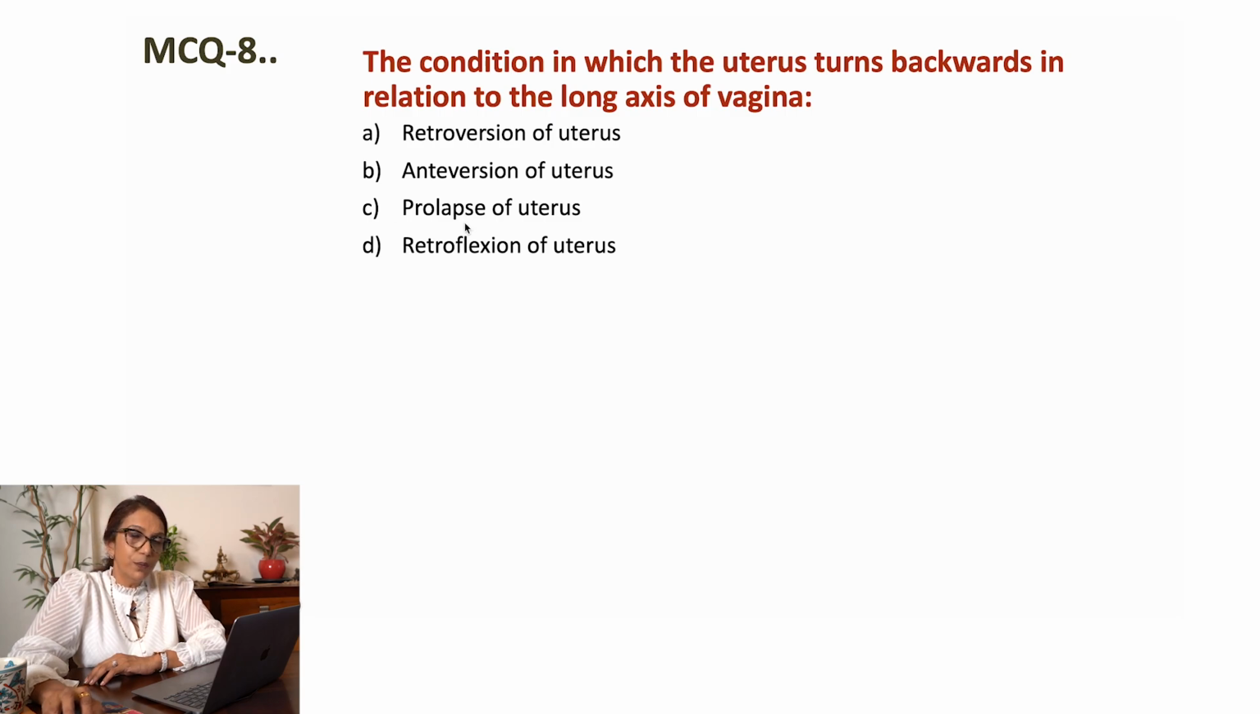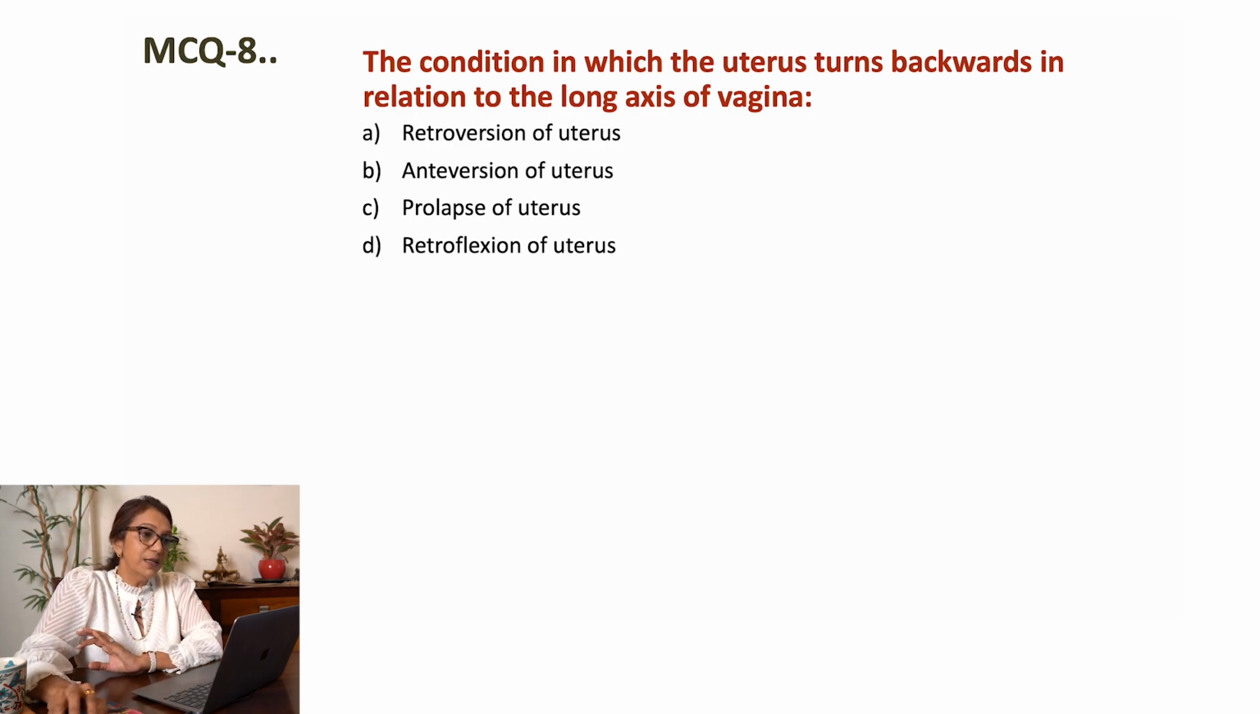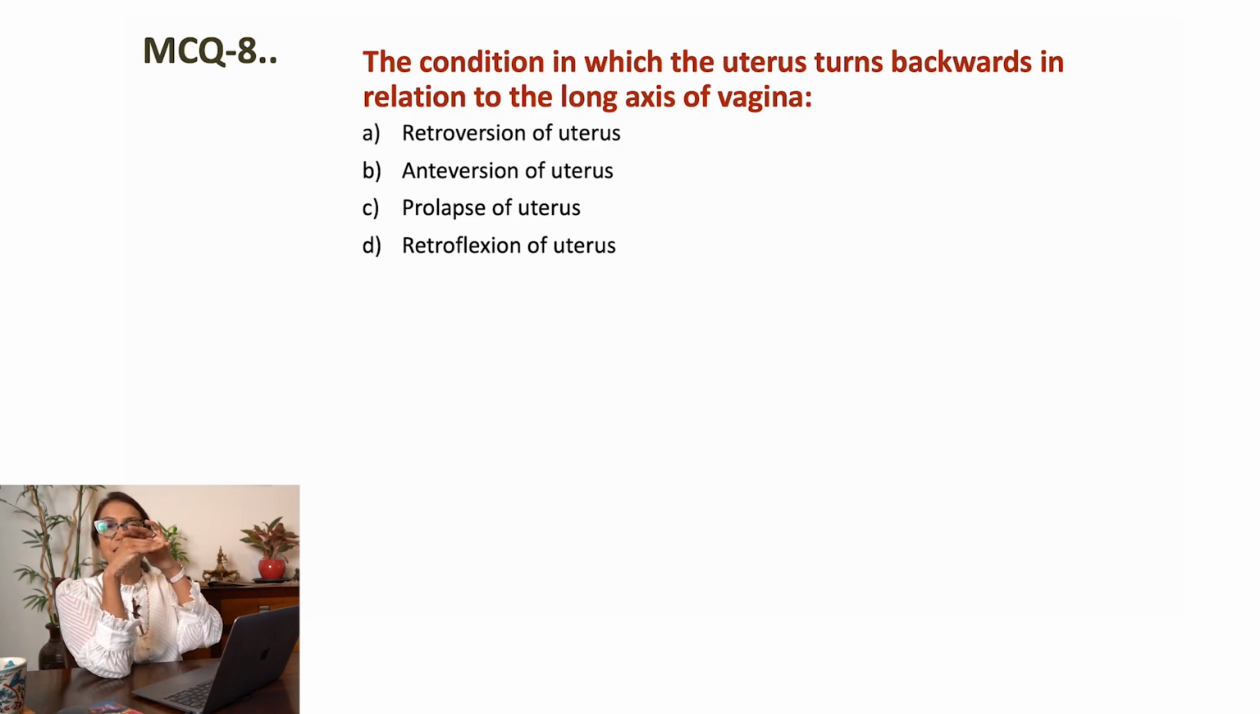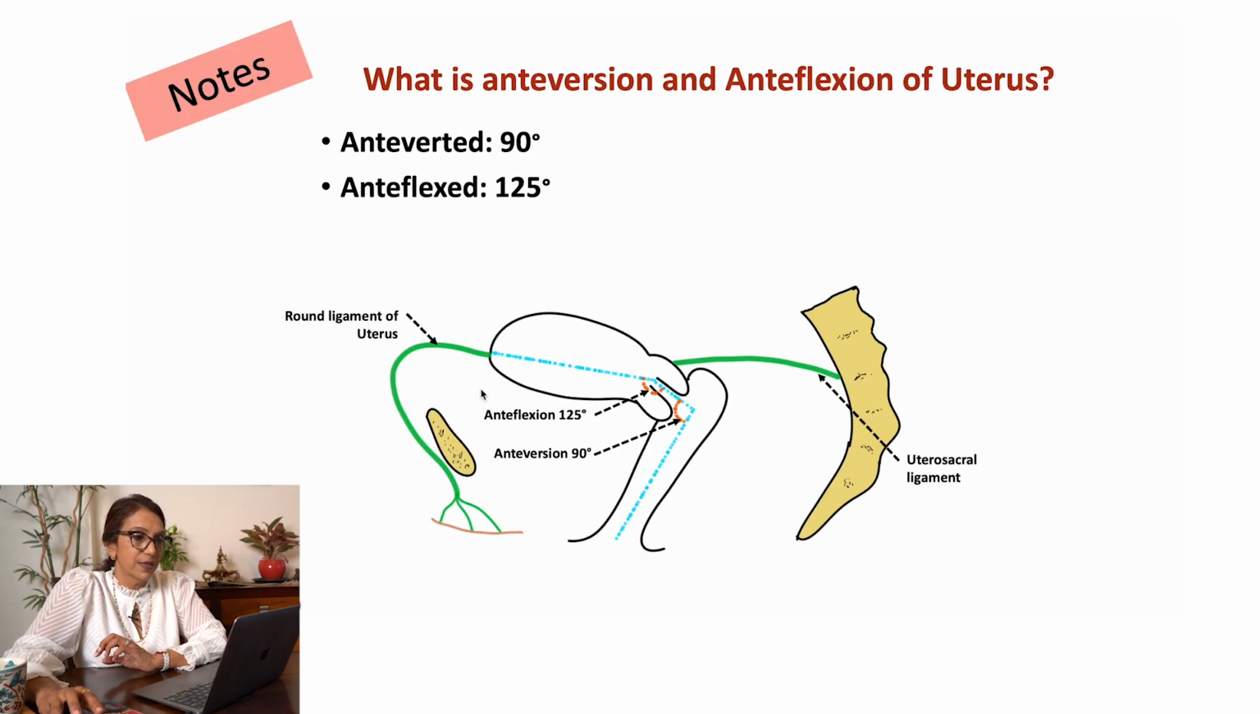It's definitely not prolapse. Anteversion, they are saying it has gone from anterior to posterior position, it has turned backwards. But it is not retroflexion. When the uterus bends on itself between the cervix and the uterus, the angle is anteflexion. They are talking about the angle between the vagina and the uterus. So the answer has to be retroversion of uterus.